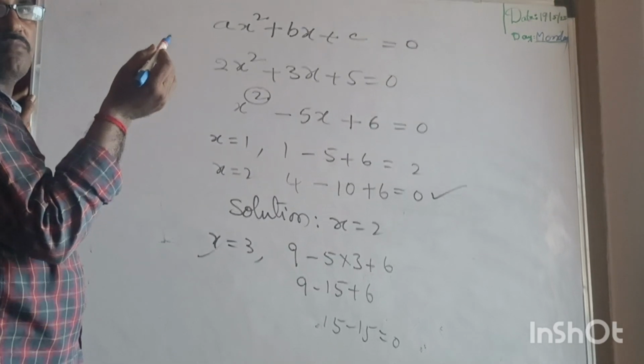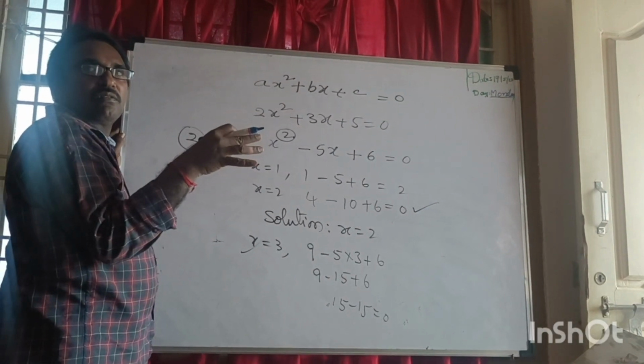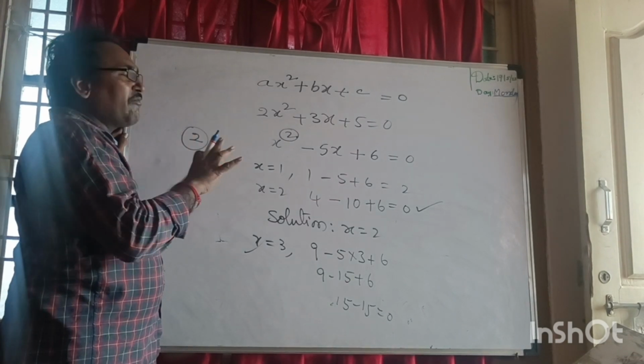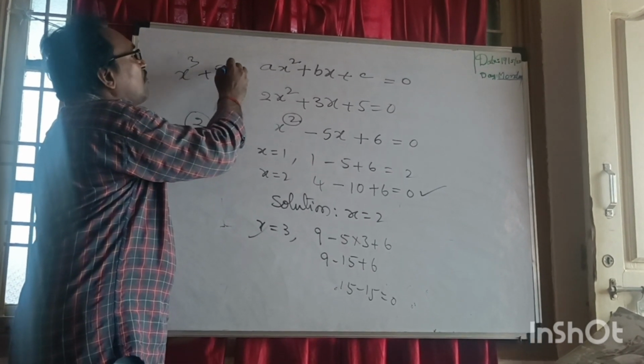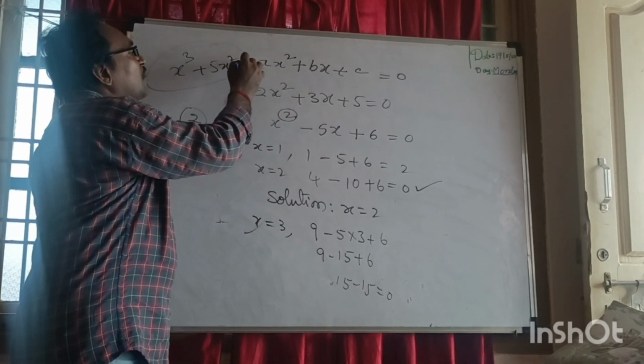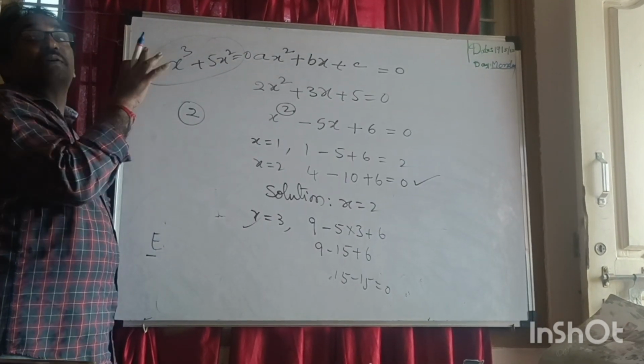Maximum 2. It can be none also. Sometimes there will be no solution. But maximum will be two solutions. If it is a third degree, x cube suppose, it is a third degree expression. It will have three possible solutions, maximum three.